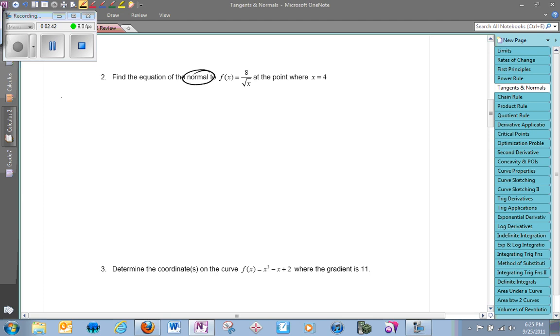So let's start out. First of all, I don't like the way that this equation is written because I can't change it. So I'm going to change it into a form that I can use, which is 8x to the negative a half, because remember, a square root in the denominator when I move it up becomes negative a half. Now I can take the derivative. So f prime of x is 8 times negative a half x to the negative 3 over 2, which is negative 4 times the square root of x cubed. Now another way to say this is negative 4 over the square root of x all cubed.